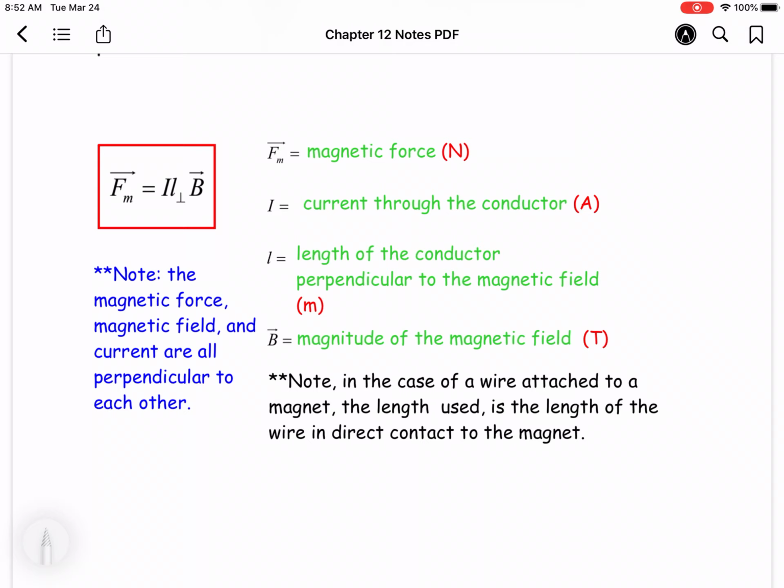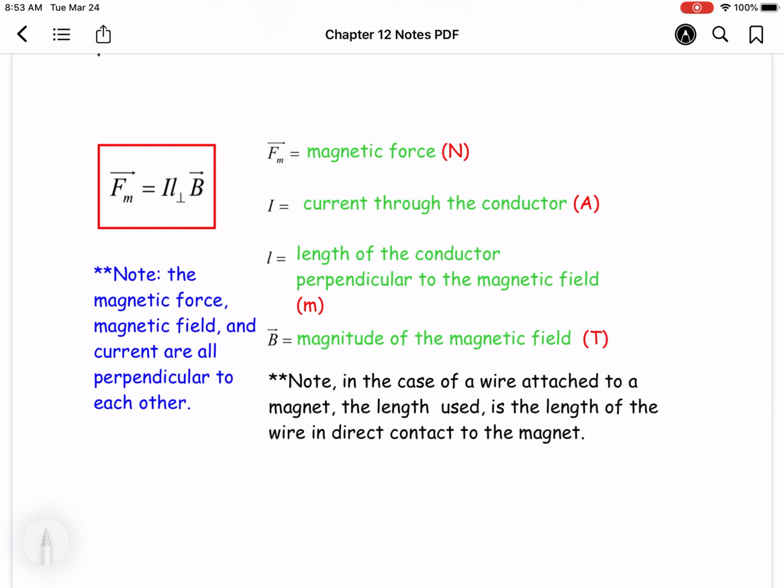If we have higher current, more length, or more magnetic field, we're going to have an increase in force. Notice that they're all proportional to each other. If I double one of these, I'm going to get double the force.